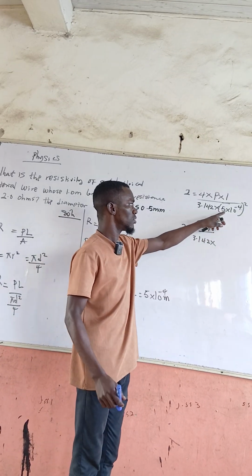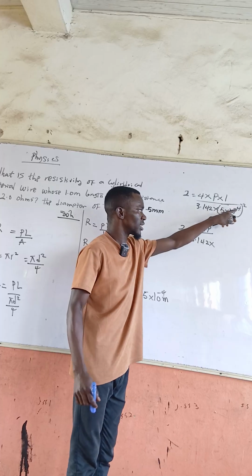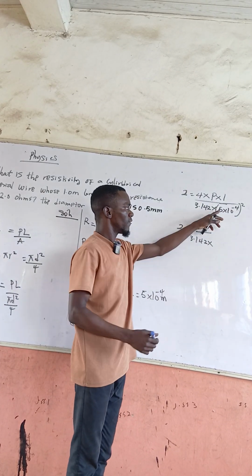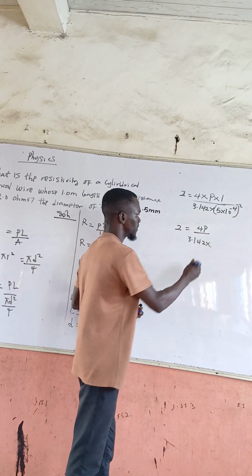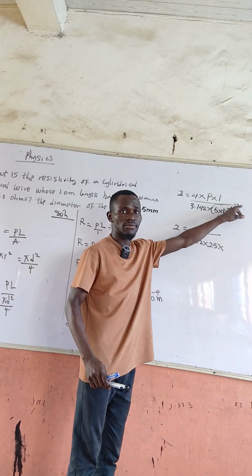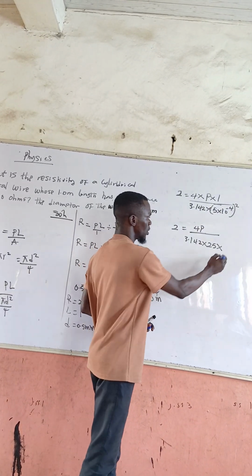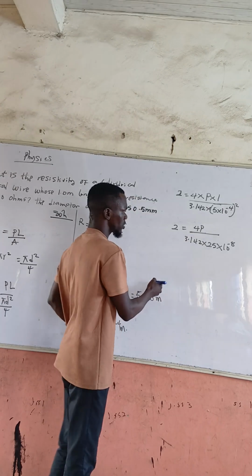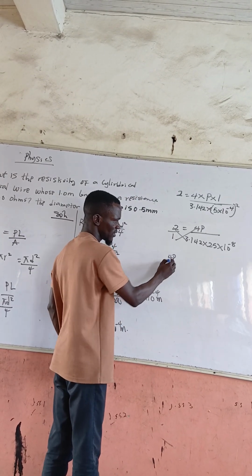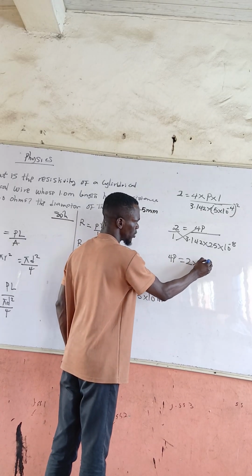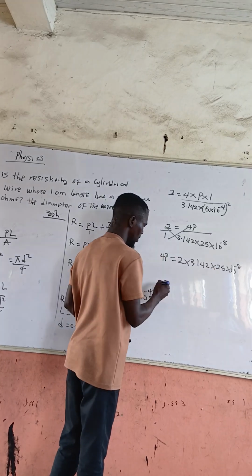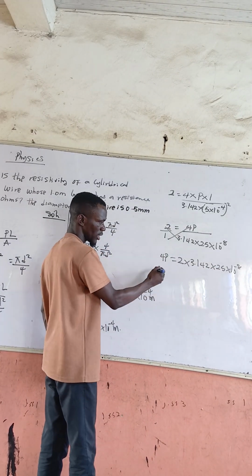The square means that what is inside the bracket is multiplied by itself two times, and likewise the 10 to the power of minus 4. So 5 times 5 gives us 25, and multiplying the powers gives us 10 raised to the power of minus 8. Now let's cross multiply. We have 4 resistivity equals 2 times 3.142 times 25 times 10 raised to the power of minus 8. Let's simplify that first.